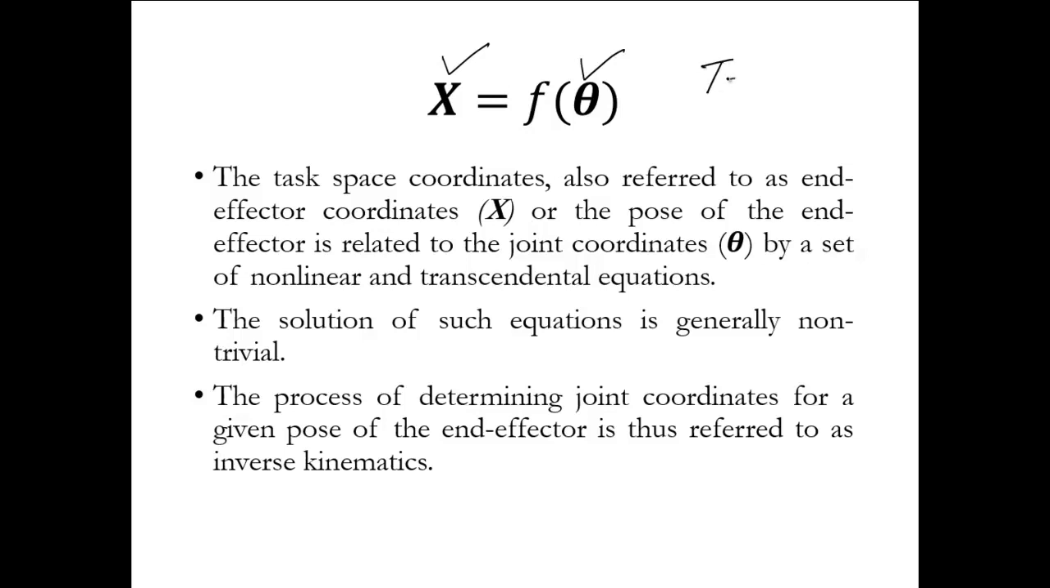T that we have found actually contains several nonlinear things, like transcendental functions such as sine and cosine. So generally the relation between x and theta is nonlinear, containing transcendental equations. To find theta from there is generally non-trivial. It's not so easy, so we generally resort to particular methods for solving these joint variables. The process of determining the joint coordinates for a given pose of the end effector is referred to as inverse kinematics. All right.